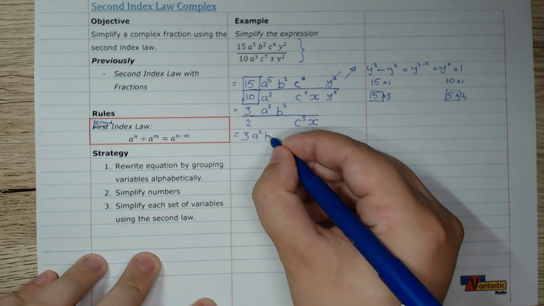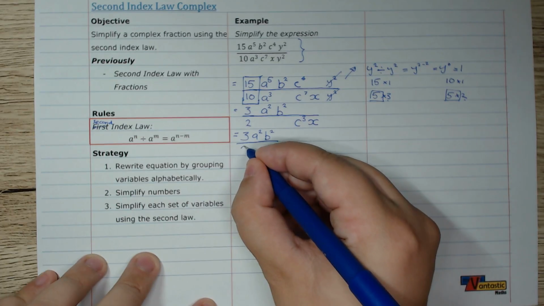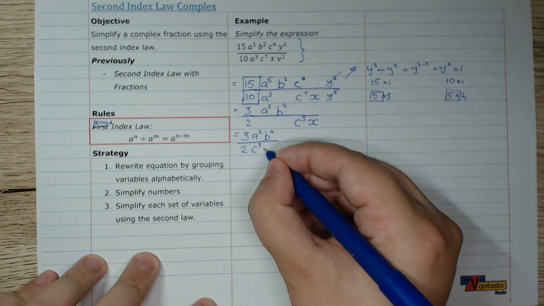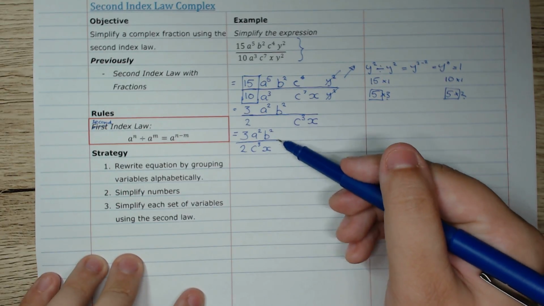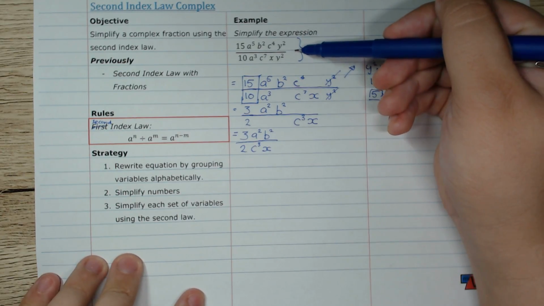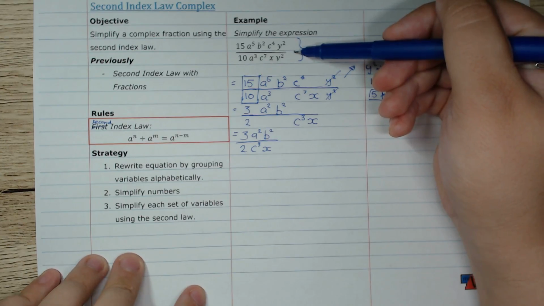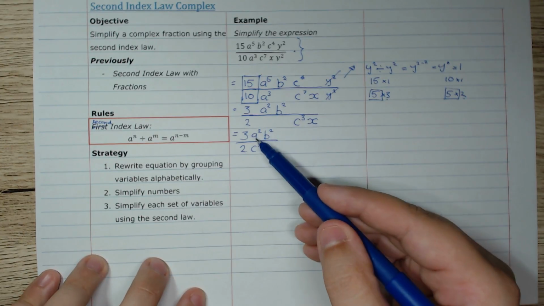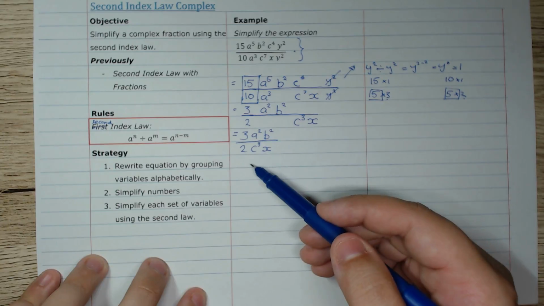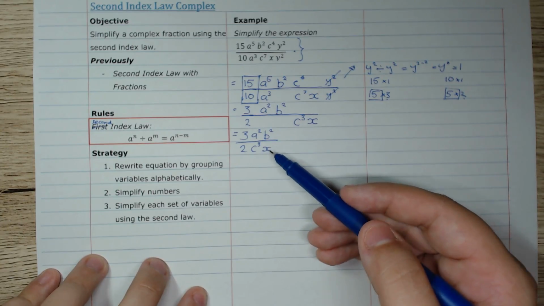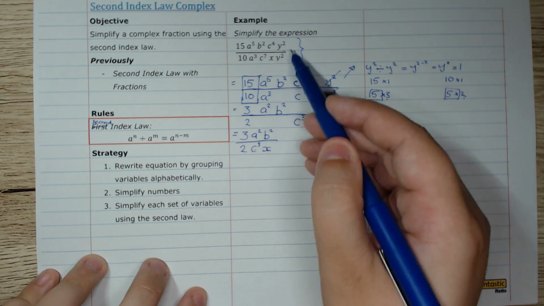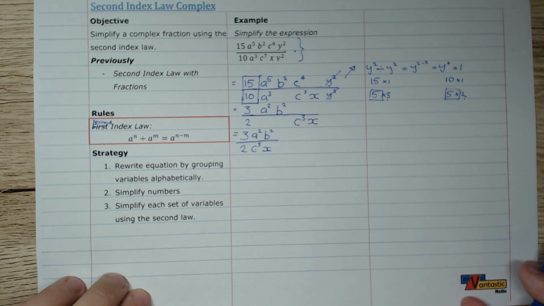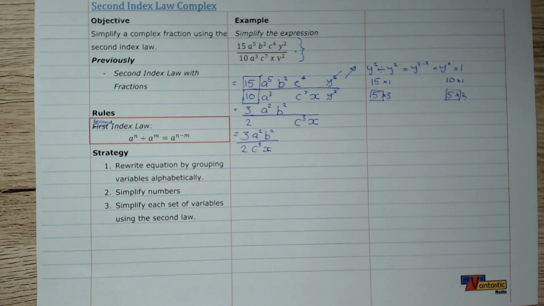3a squared b squared divided by 2c cubed x. And I know that's still looking pretty ugly, but it's a lot simpler than this equation we had up here. And if we now had to go and solve this fraction, it would be much simpler because we only have to fill in 4 values instead of the 8 values that are up here. And that is how we can simplify a complex fraction using this second index law.